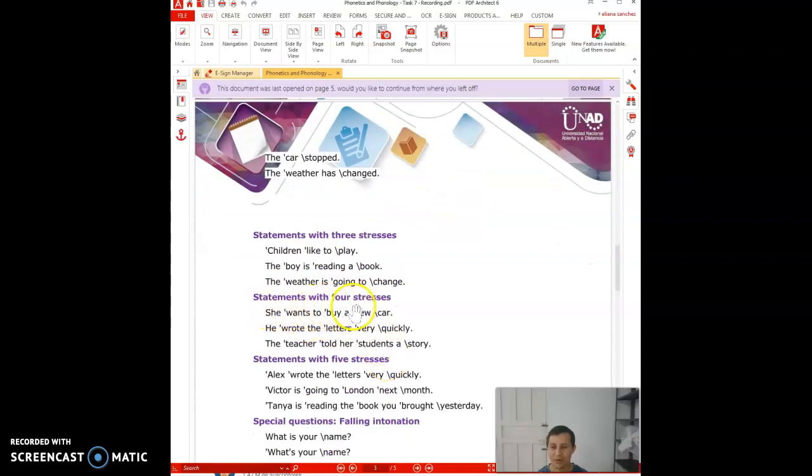Statements with four stresses. She wants to buy a new car. He wrote the letters very quickly. The teacher told her students a history. Statements with five stresses. Alex wrote the letters very quickly. Victor is going to London next month. Tanya is reading the book you bought yesterday.